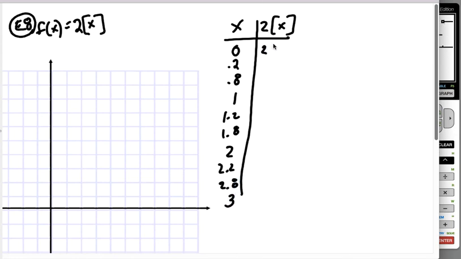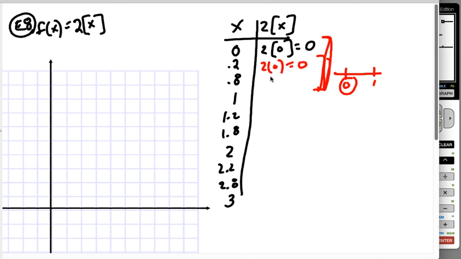So this is a 2 times what happens when I round down a 0. Well, integers round down to themselves, so that's a 2 times a 0, which is just 0, right? But if you notice, all of the numbers from 0.2 to 1, these guys all live between 0 and 1, which means they're all going to round down to 0. So they're all just going to be a 2 times a 0, which means literally all of them are just going to be zeros, right?